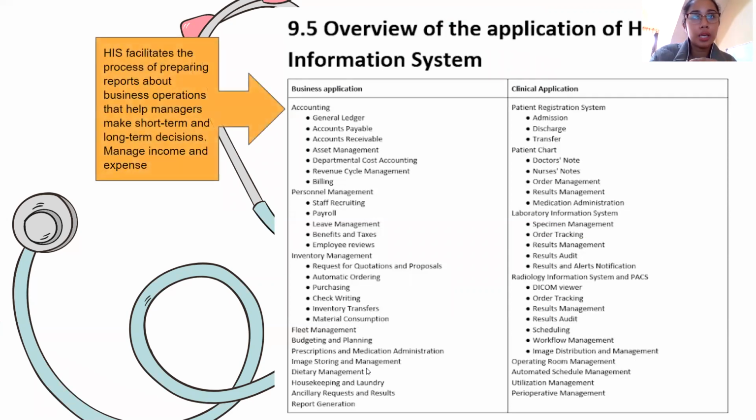Accounting. So what is accounting? Your HIS facilitates the process of preparing results about the management of your hospital, class. So it prepares the ledger, accounts payable, about their assets, what's the revenue for the month, the billing. So your accounting is very important. It helps managers to make short-term and long-term decisions. So your HIS facilitates the management of income and expenses, basically.